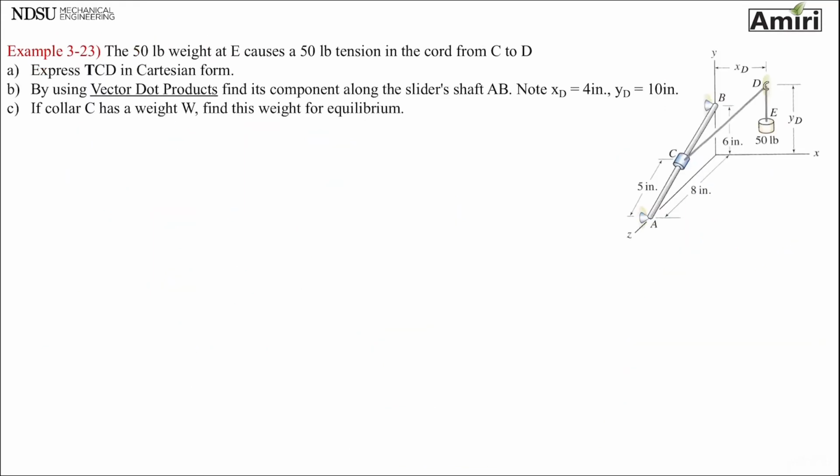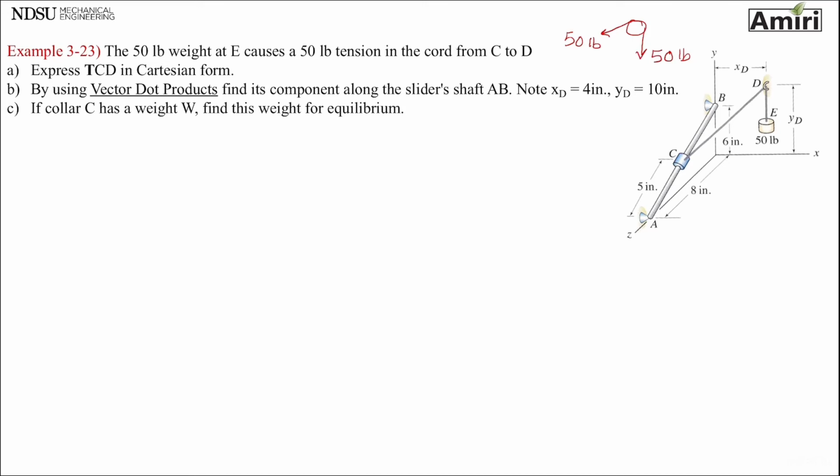Okay, let's look at the last problem example that I have here. This is a very interesting one. The 50-pound weight at E causes a 50-pound tension in the cord from C to D. Well, that makes sense because it's just like a pulley system. Remember, we had 5 pounds, or let's say 50, goes around, and that one is also 50 pounds. This is exactly like that. It just goes through a loop. It's the same rope. So that makes sense.